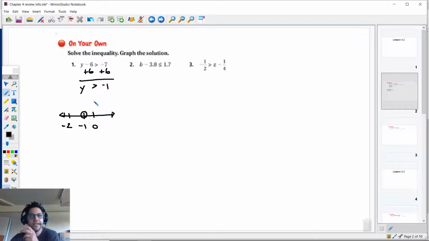Now remember, we have 2 ways to think about this. The one is actually thinking about the numbers. So what numbers are greater than negative 1? Well, you've got your 2 choices. Is negative 2 or 0 greater than negative 1?